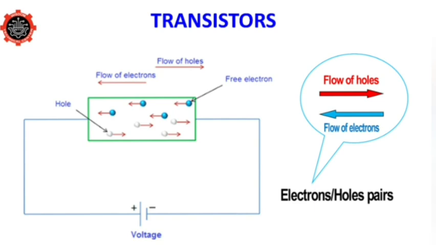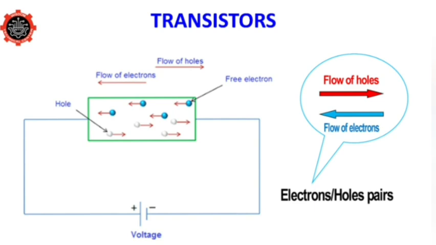Holes constantly drift towards the negative terminal of the voltage source, while electrons flow towards the positive terminal of the same voltage source. The current that flows in a semiconductor is the combination of the movement of both electrons and holes.